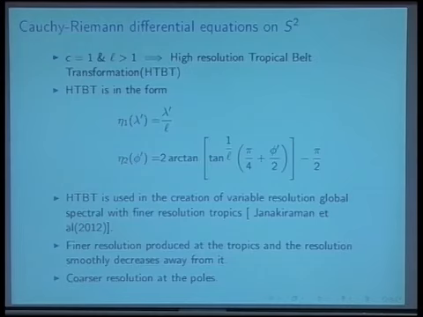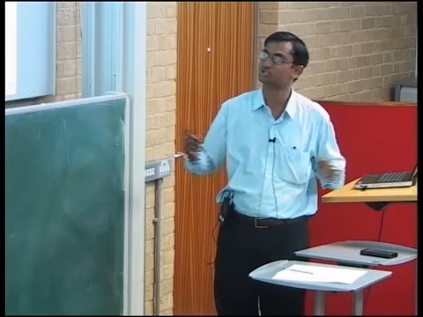If I set C equal to 1 and retain L, what I get is a high resolution tropical belt transformation. So this is a transformation which was used to produce a fine resolution in the entire tropical belt, with the coarsening of the resolution as we move away towards the poles.